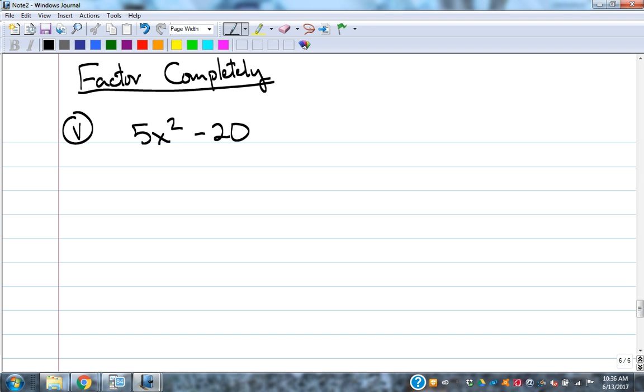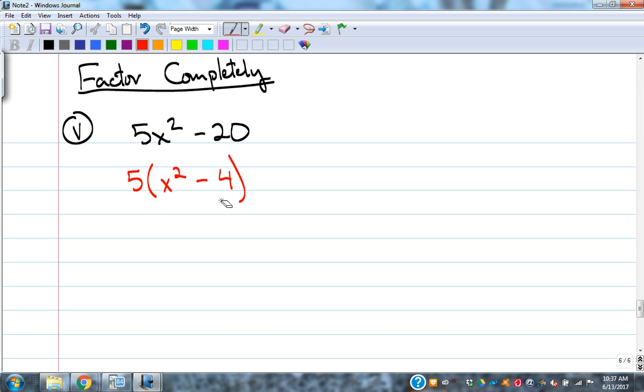Mm-hmm. 5 goes into itself and into 20, so my GCF would be 5. What would that leave in parentheses? Minus 4. All right, 5 goes into 20 four times. Okay. The next thing to look at is to say, okay, I pulled out the GCF. Is the stuff in parentheses, can it still be factored using any of the other methods?